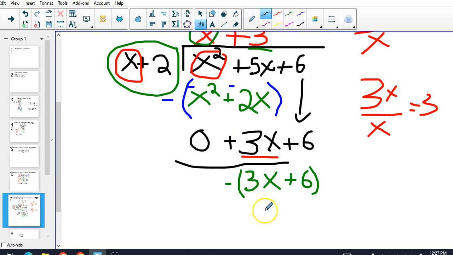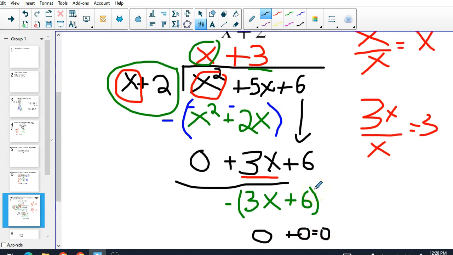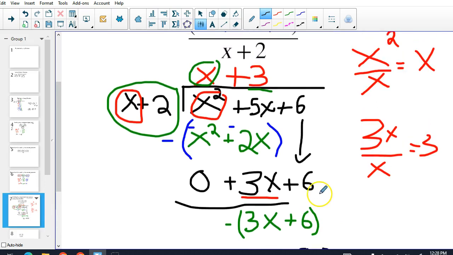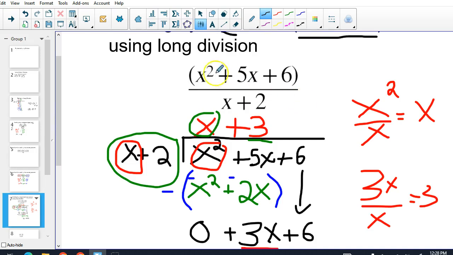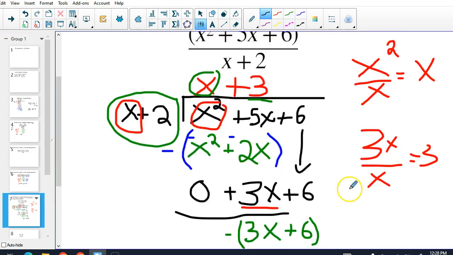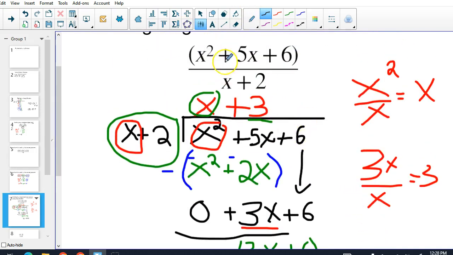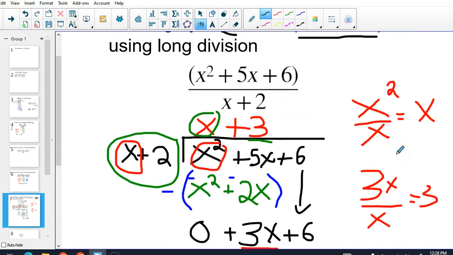So 3x minus 3x gives us 0. 6 minus 6 gives us 0. So 0 plus 0 is just 0, which is good. That means we have no remainder. Just like when we were little, if it comes out to 0 at the end, that means we have no remainder. So we're done. Our top here is our answer. So x squared plus 5x plus 6 divided by x plus 2 gives us x plus 3.